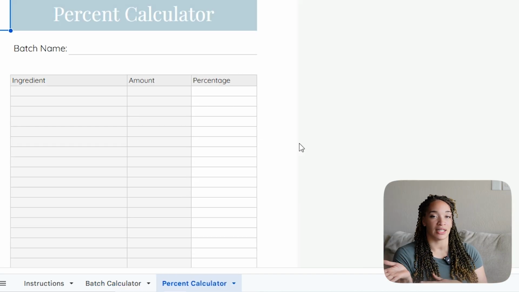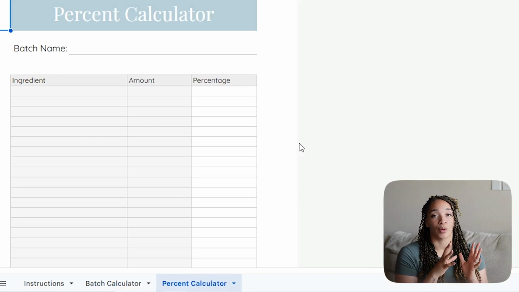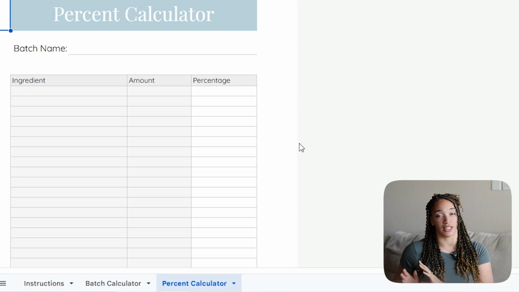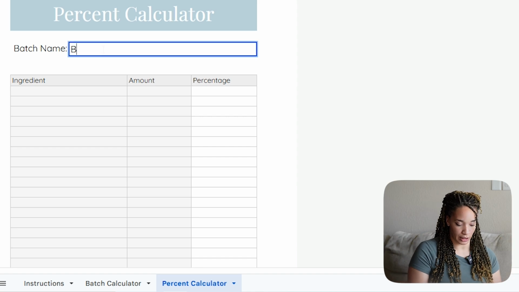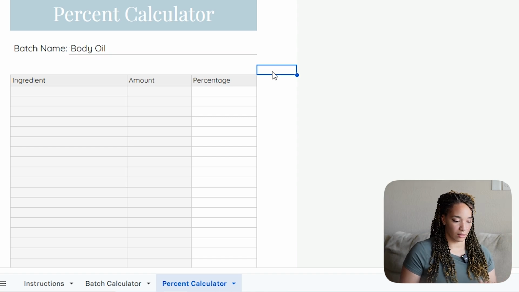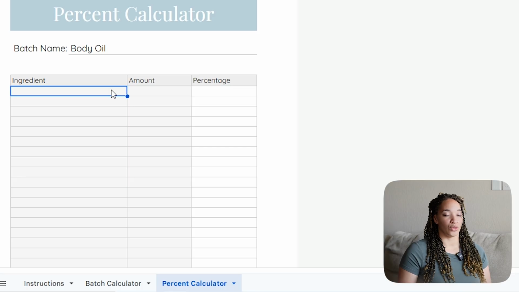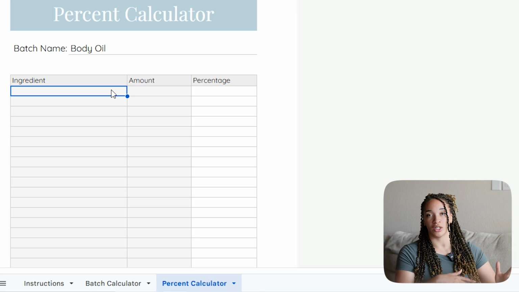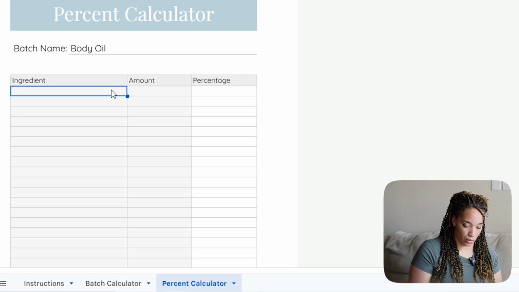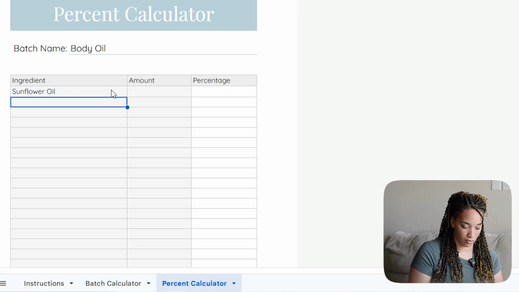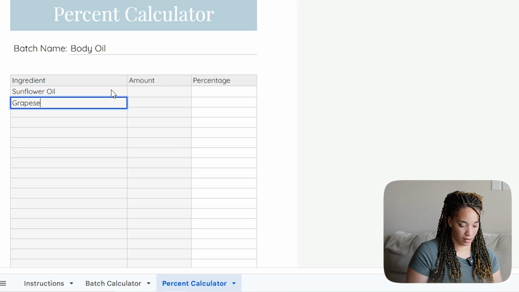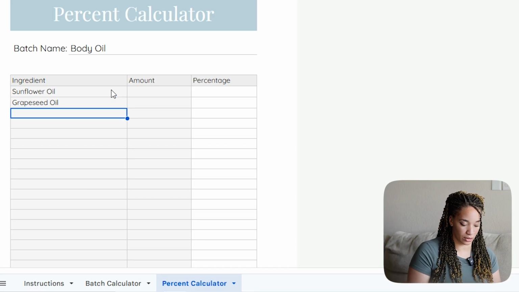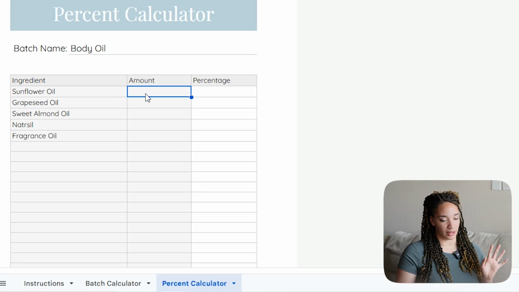So the percent calculator is basically the opposite of the batch calculator. We're going to figure out what the percentage of each ingredient is with this percent calculator. So let's go ahead and do some body oil. All right. And then you would put your ingredients and then the amount that you have in your recipe, or if you found one on some website. So let's go sunflower oil, grapeseed oil. These are the two that always come to mind when I'm trying to think of oils. And then the percent, not percent, the amount.